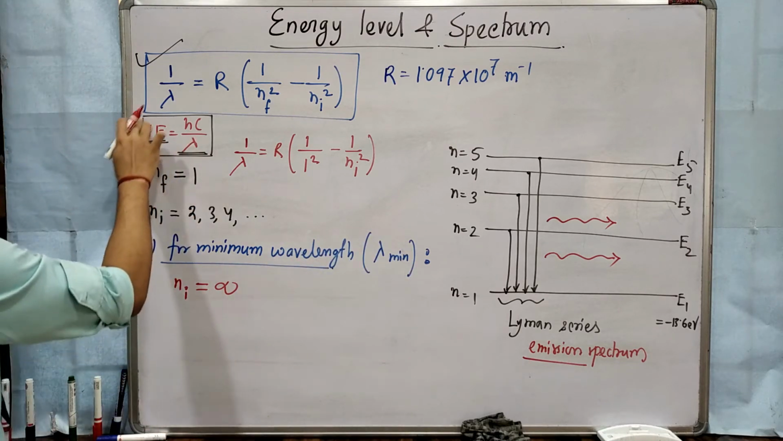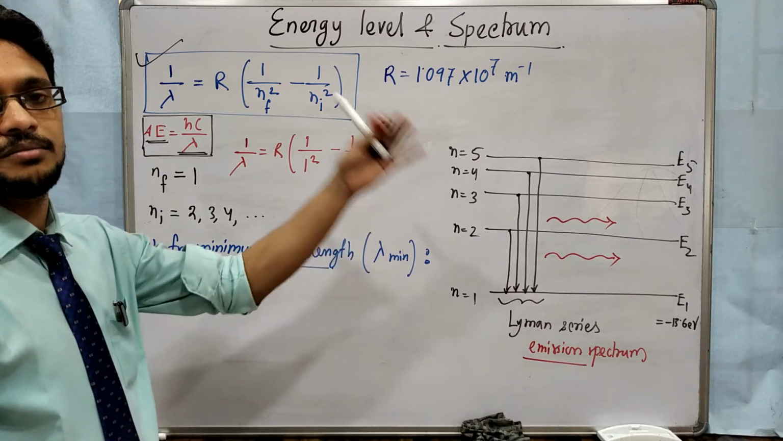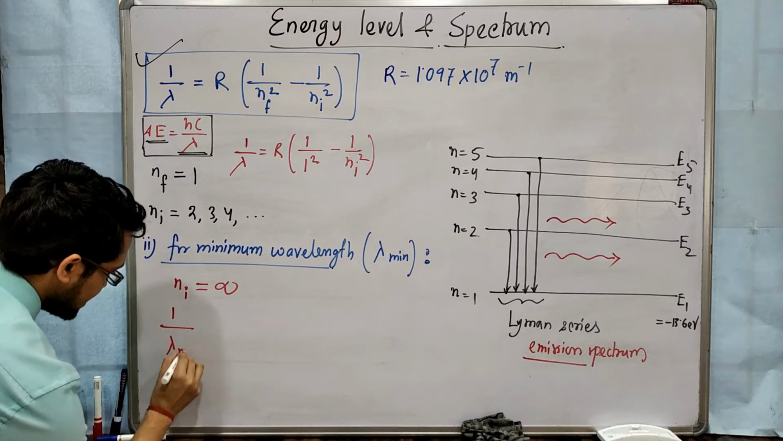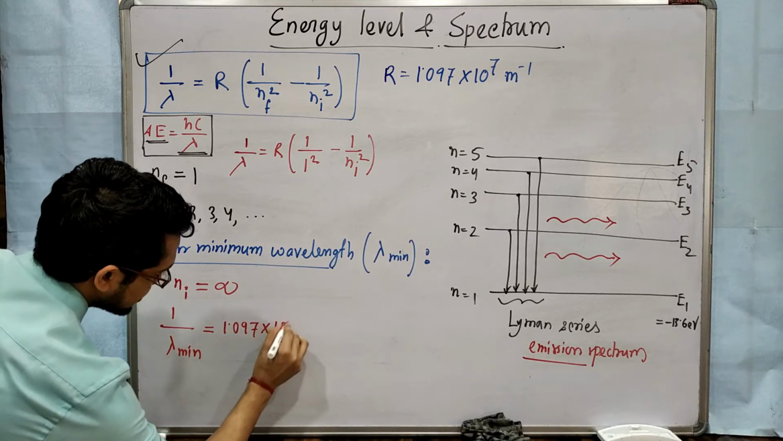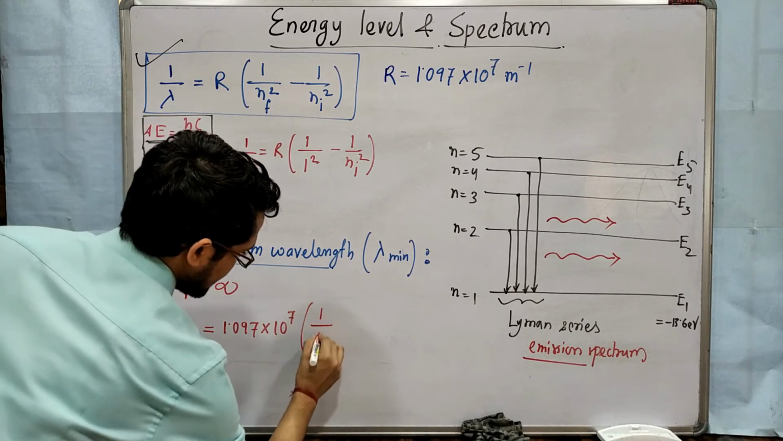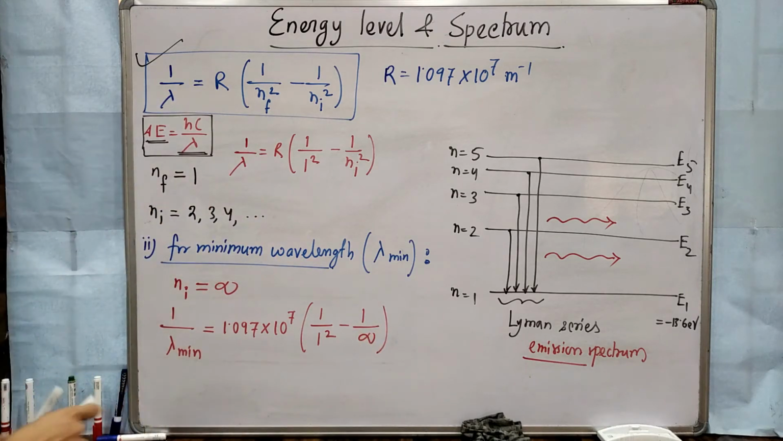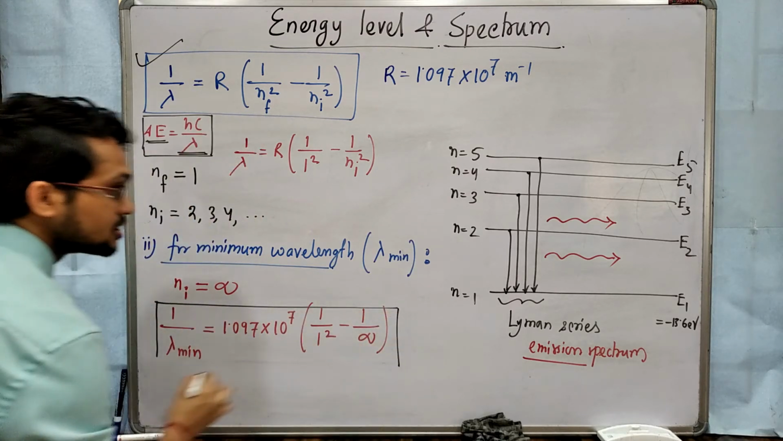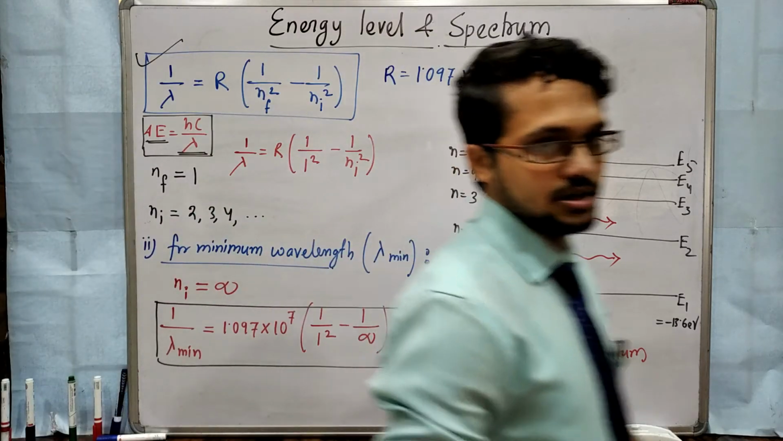So for lambda min, delta E should be maximum. When do we get the maximum energy difference? When electrons come from infinity. Then put that value in that equation. Lambda min: 1 by lambda min equal to 1.097 into 10 to the power 7 meter inverse, into 1 by 1 square minus 1 by infinity. Using this equation you can find lambda in meters, then convert it into angstrom or nanometer. Clear? Again I am telling, no need to remember.